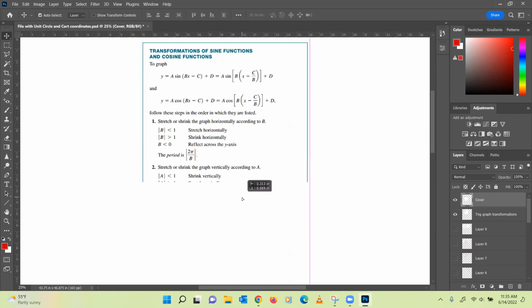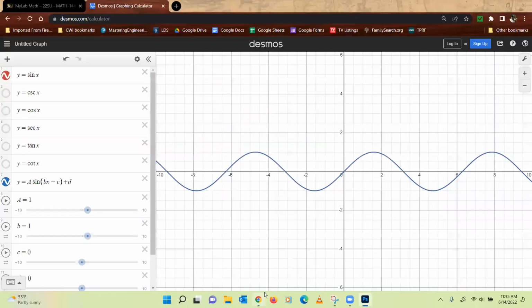If A is less than 1, we get a shrink. If it's greater than 1, we get a stretch. If it's less than 0, we get a reflection about the x-axis, and we already saw that with the sliders and decimals. The amplitude is the absolute value of A. Remember, the amplitude is the distance from the midpoint up to the graph.